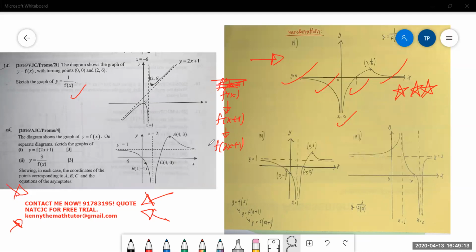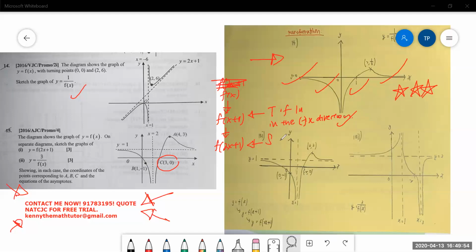So for this step, when you replace x with x plus 1, you're actually doing a translation of 1 unit in the negative x direction. Make sense? So we just take a look at this point (3, 0). It means you have to move one unit to the left, so it becomes (2, 0), right? Make sense?